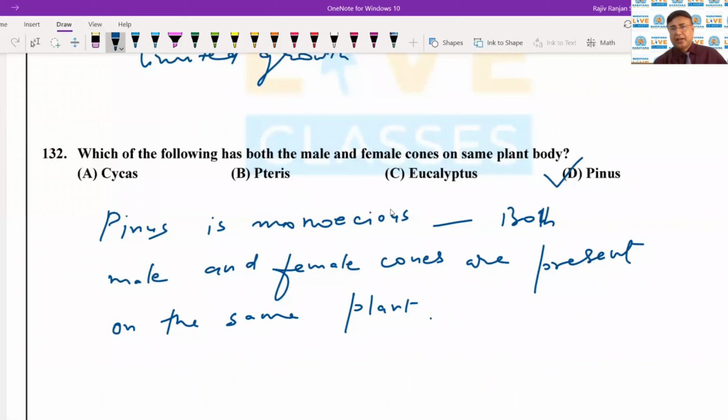Eucalyptus is an angiosperm. It is a flowering plant. It also doesn't have male and female cones. Rather, it has got the bisexual flowers. So pinus is the correct answer.